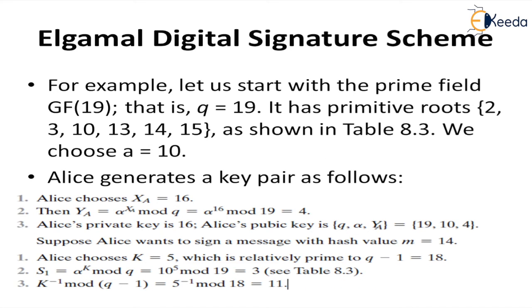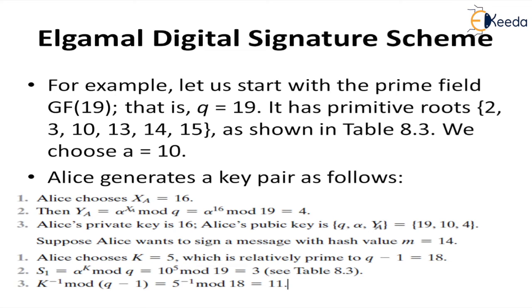So, for the Elgamal digital signature algorithm, for example, let us start with the prime field which has q equal to 19. It has primitive roots 2, 3, 10, 13, 14, 15 as shown in the table in William Stallings' book. We choose alpha is equal to 10.